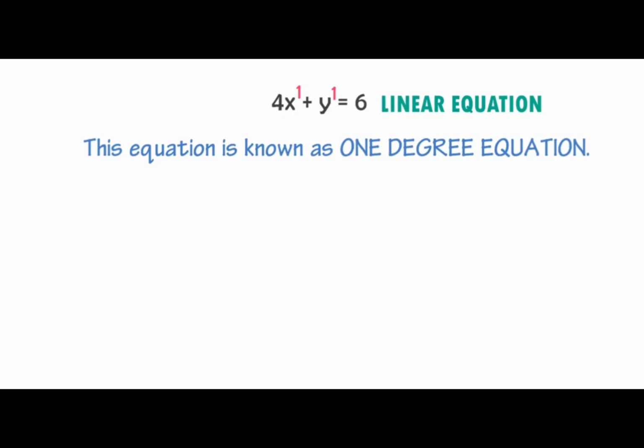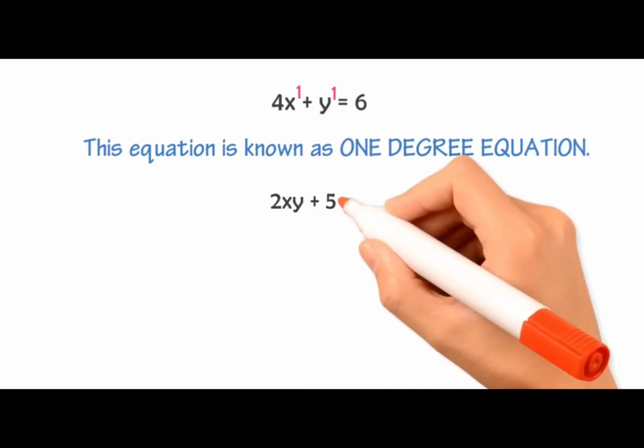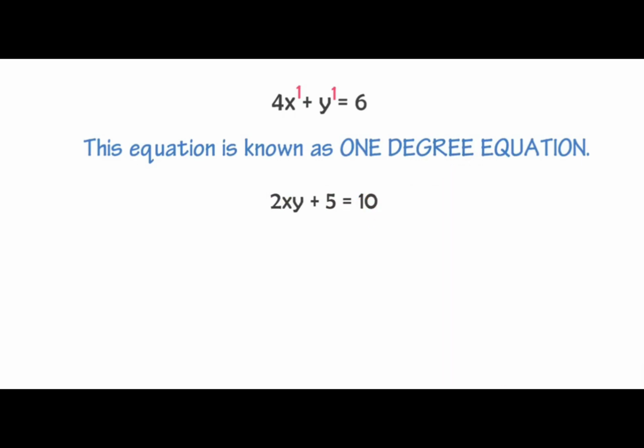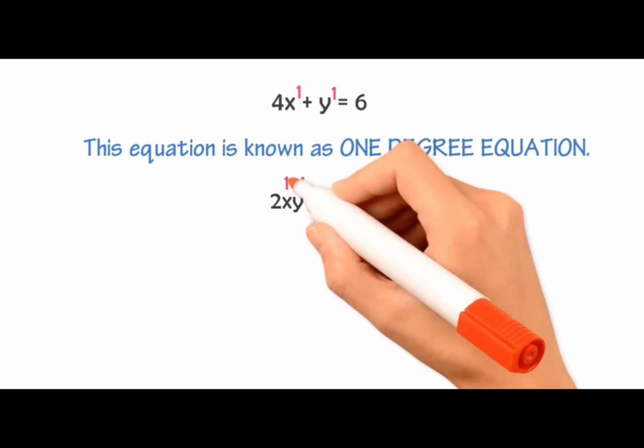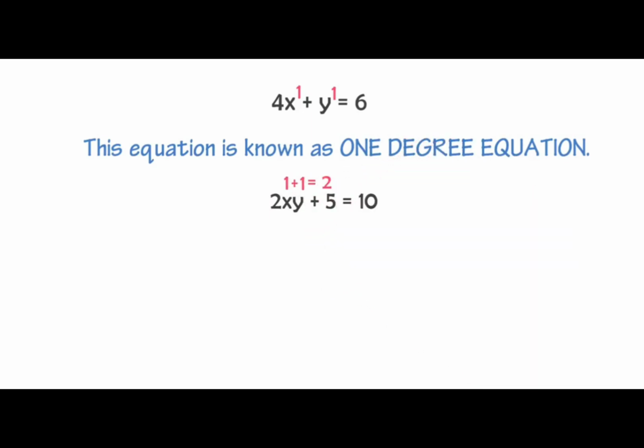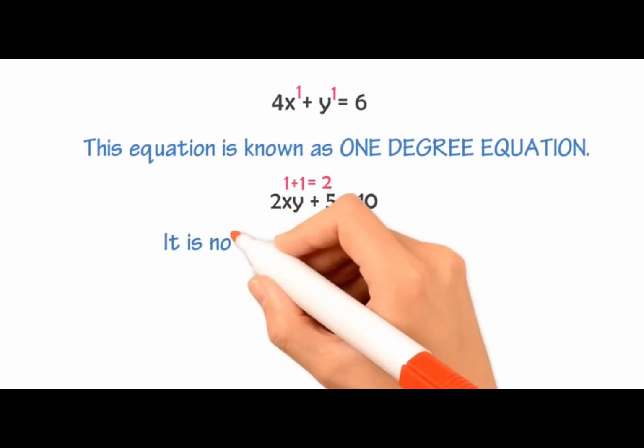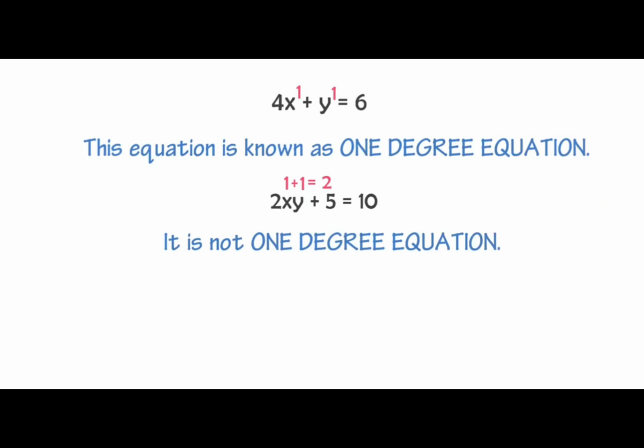Let me give you another example. 2xy plus 5 equals 10. This equation also has three terms: 2xy, 5 and 10. The term 2xy is considered as one term. The power of x is 1 and the power of y is also 1. Hence, 1 plus 1 equals 2. Thus, the highest power of this equation is 2. Therefore, it is not a one degree equation. Hence, it is also not a linear equation.